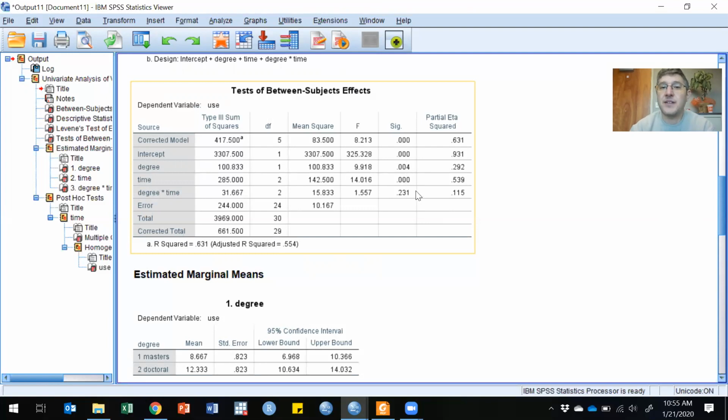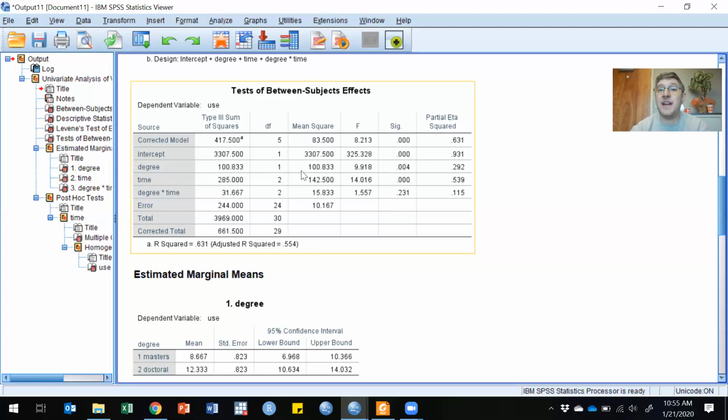So since the interaction term is not statistically significant, this is really saying that the time of the computer lab use, whether it was the morning, weekends, or evening, did not depend on the type of student who was using the computer lab, whether they were master's or doctoral students. So since the interaction term is not significant, we're going to then interpret the main effects.